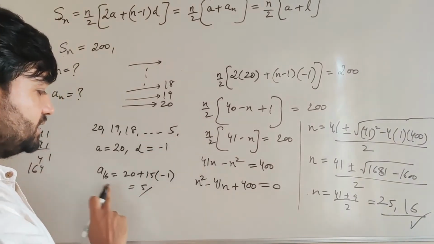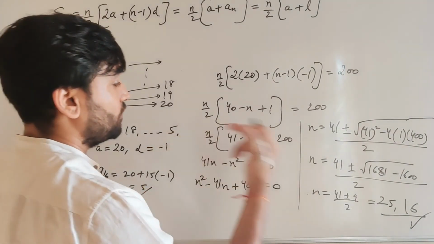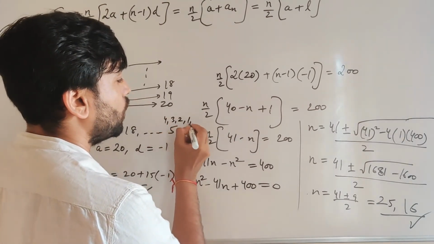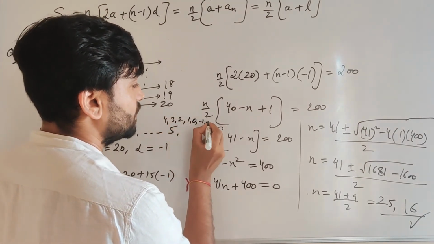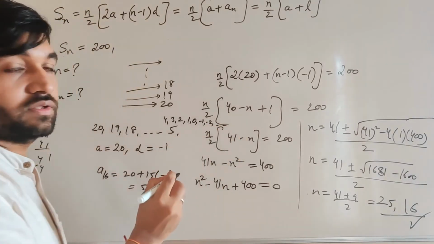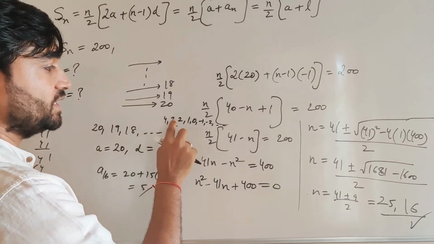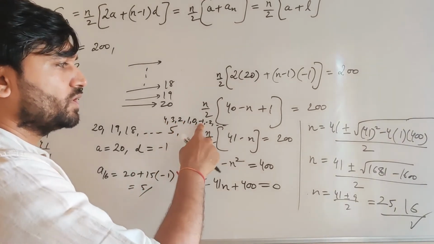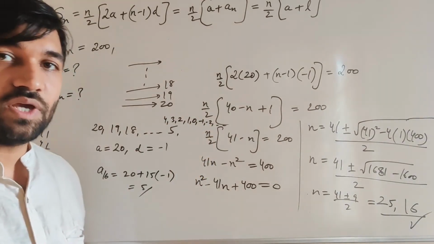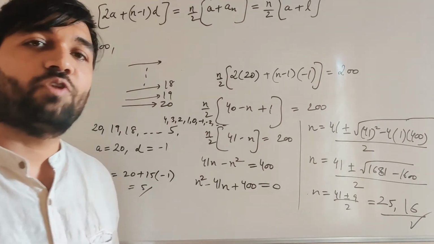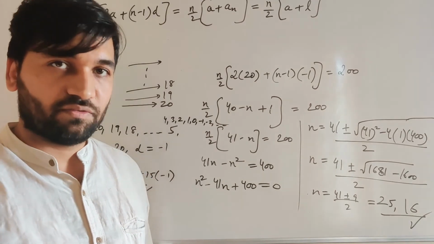This is A16, the 16th term. Now from the 17th term, I get 4, 3, 2, 1, 0, minus 1, minus 2, and so on. This is the 16th term, 17th, 18th, 19th, 20, 21, 22. Now the 22nd term, as you can see, is becoming negative, which is not possible because the number of logs in a row cannot be negative.